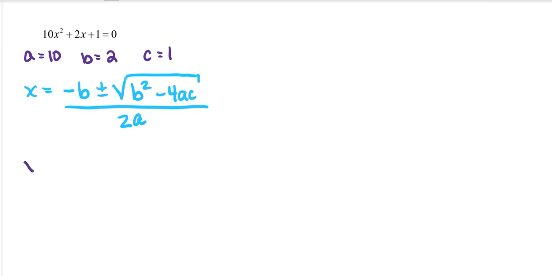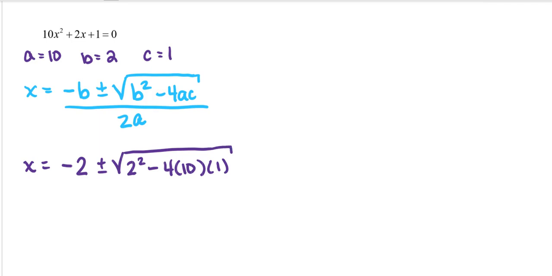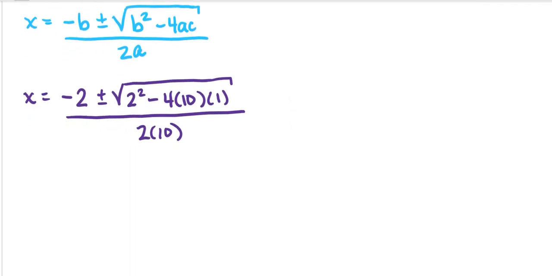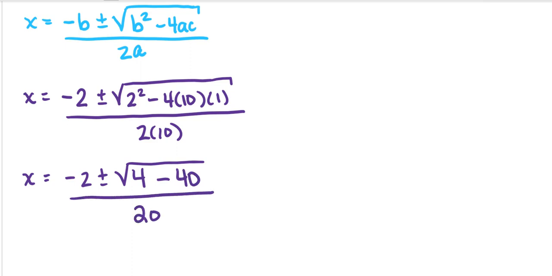So plugging in our values, we would have x equals negative 2 plus or minus the square root of 2 squared minus 4 times 10 times 1 all over 2 times 10. So let's carry out that arithmetic. So that would be x equals negative 2 plus or minus the square root of, well, 2 squared is 4 minus 4 times 10 is 40 times 1 is still 40, all over 20.